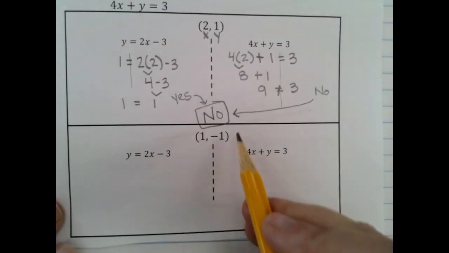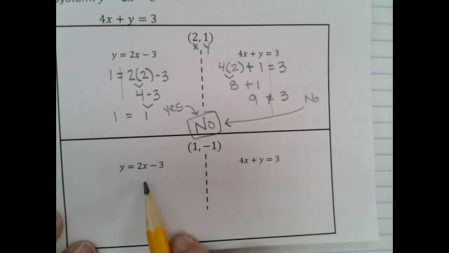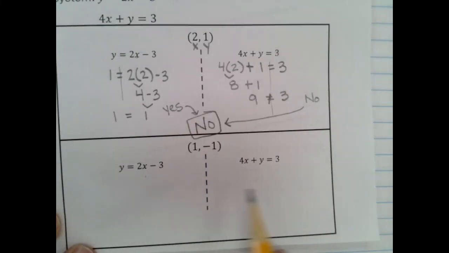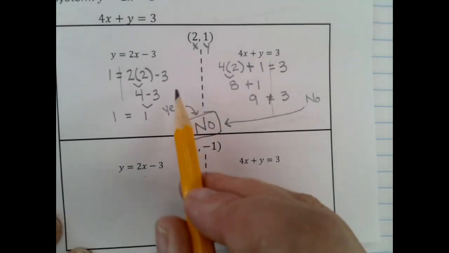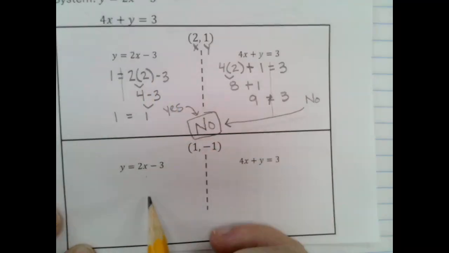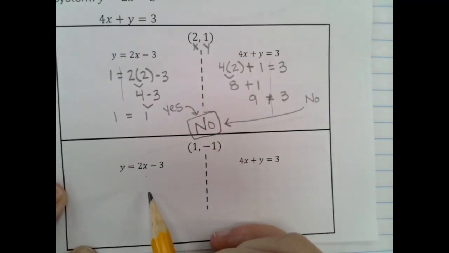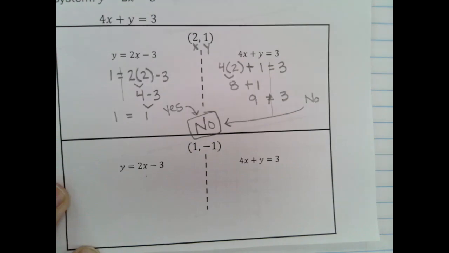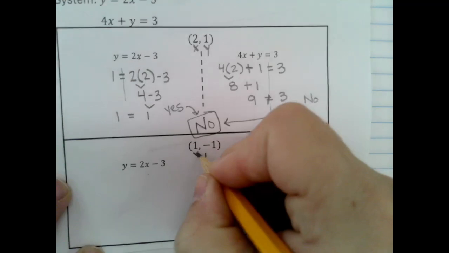We have 1, negative 1. So again, I need to see, does it work for this one and this one? Should it work for both? We already had one that worked. Should we have another point that works? Yeah, remember that's kind of the idea of ordered pairs, is that there's lots of points that work. So here we have our x and our y.